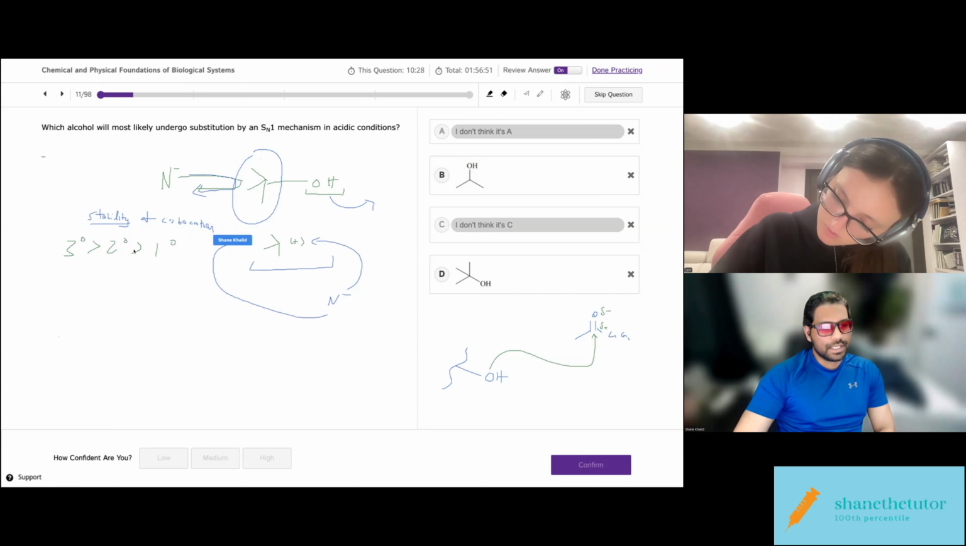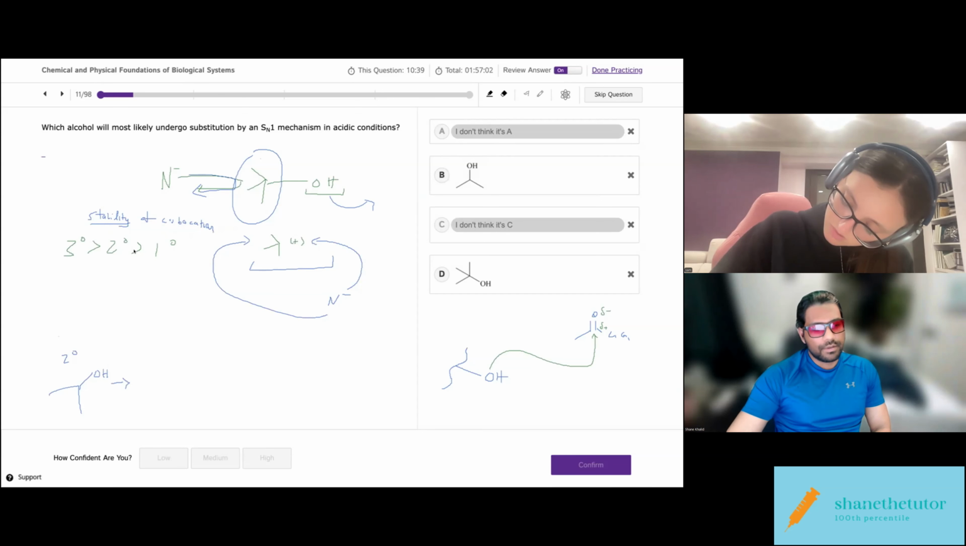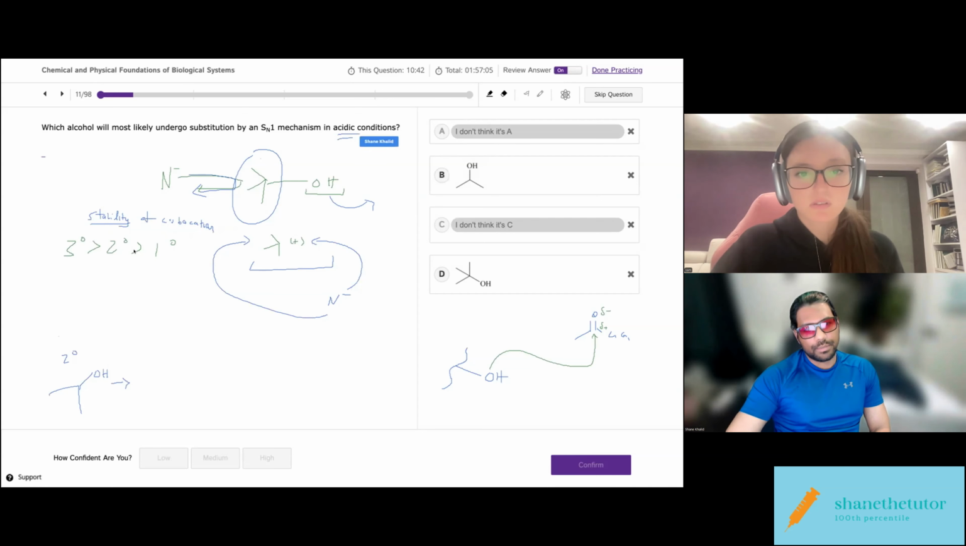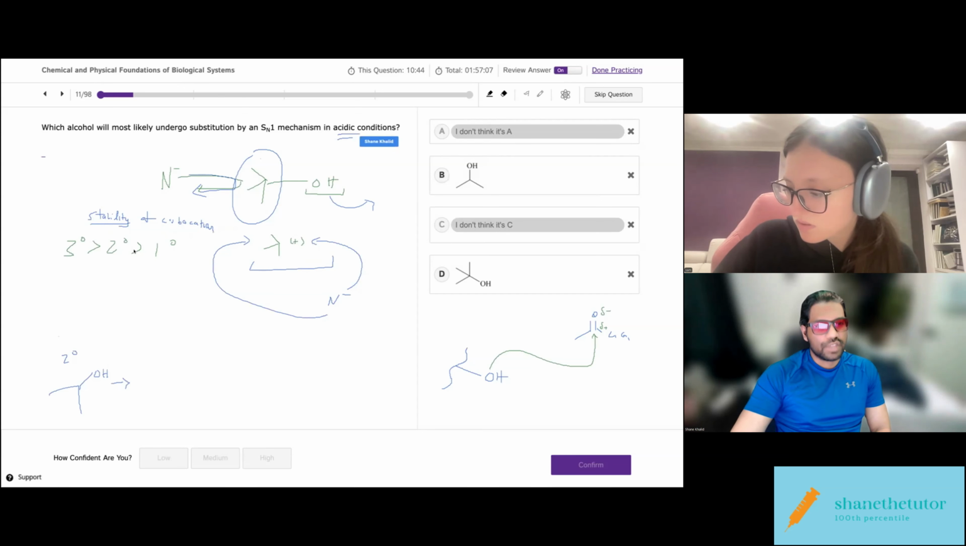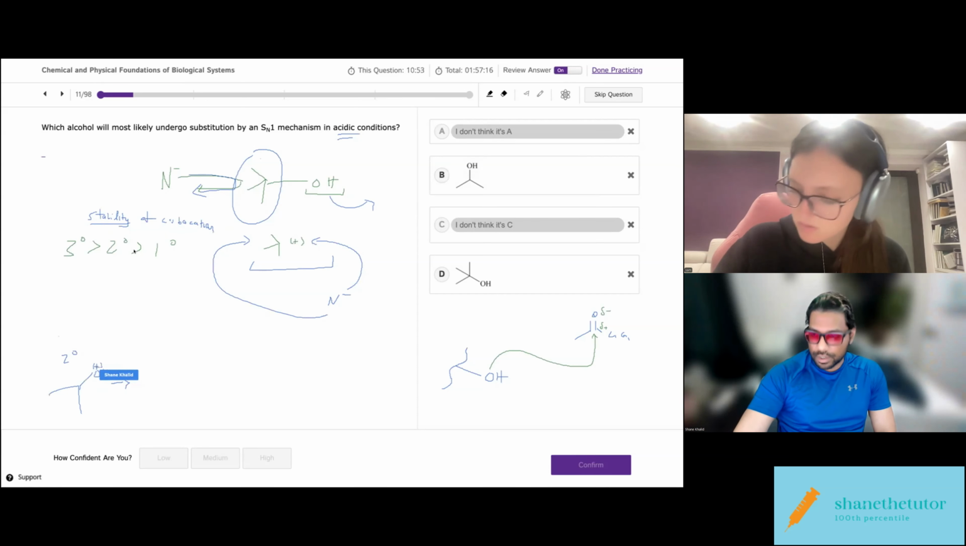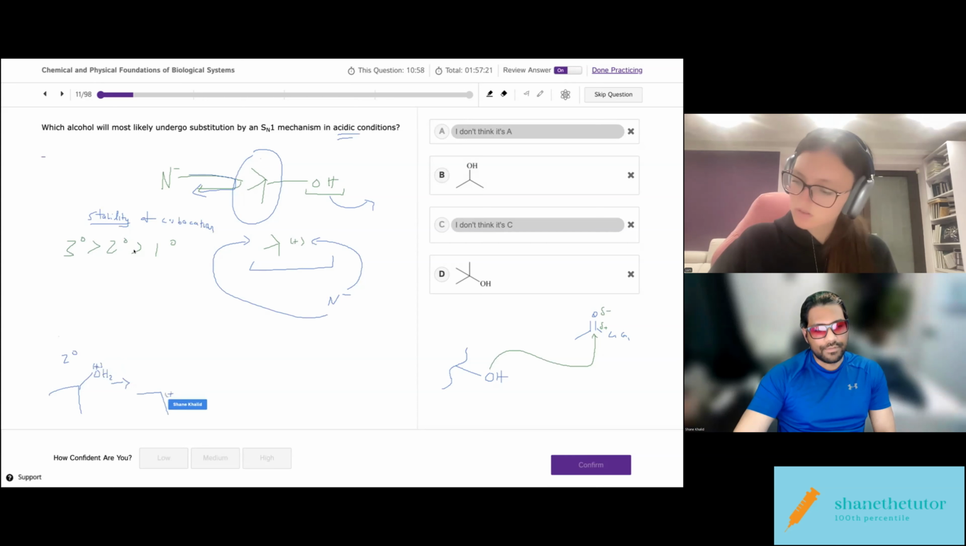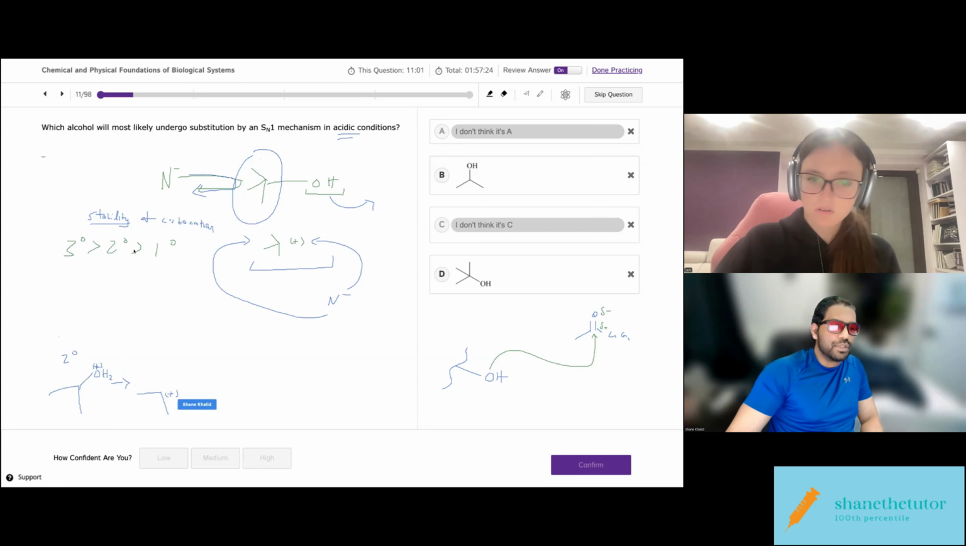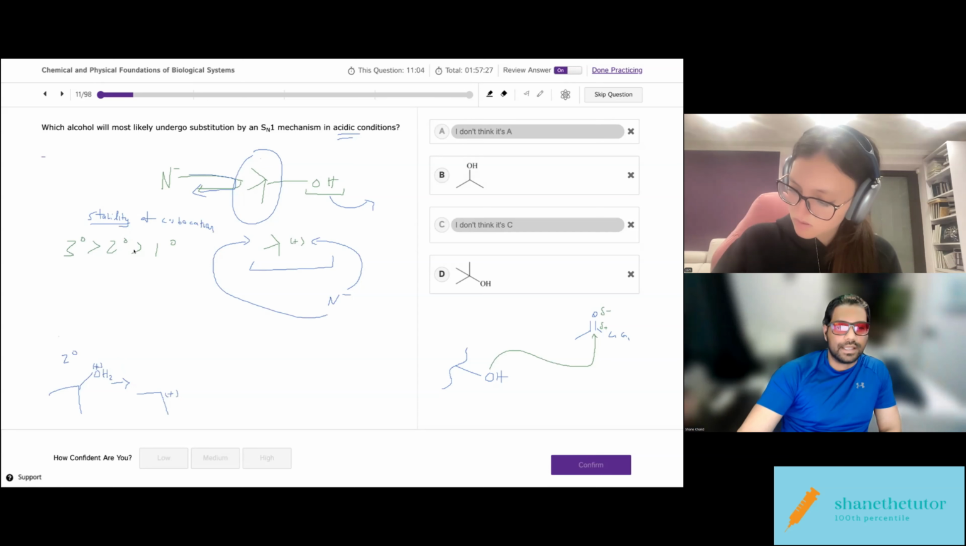So for instance, we can have a secondary alcohol here. You don't necessarily have to know this, but if you think about it, acid will donate protons. It'll donate a proton to the OH group, making it a positively charged OH2 group, aka water, aka a good leaving group. So that would be gone, and then you just have this positive charge between the two carbons, and this is the secondary carbocation intermediate.